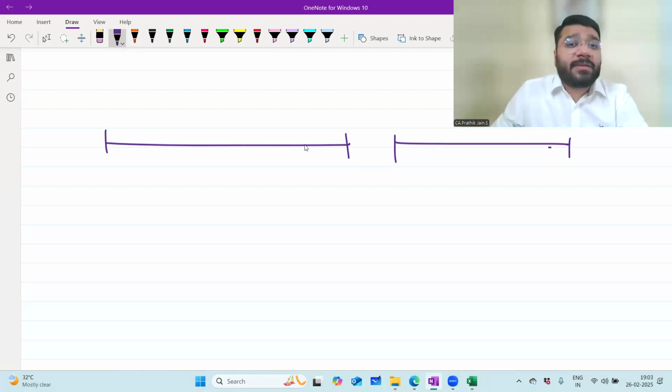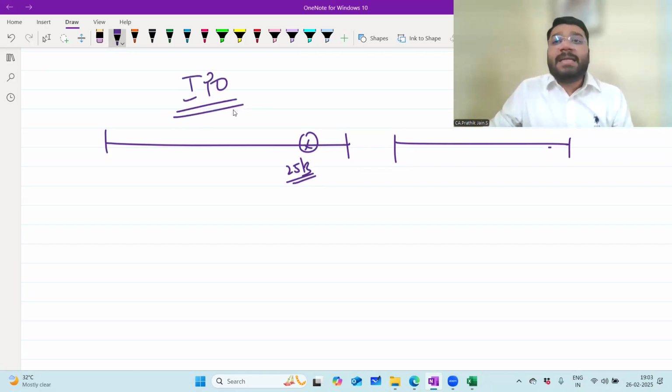Perfect. Now what happens is, on 25th of March, the company has opened the platform for subscription of the shares. Which means what? Have you all come across this term called IPO? Initial public offering. This is a stage where the company is raising money from the general public.